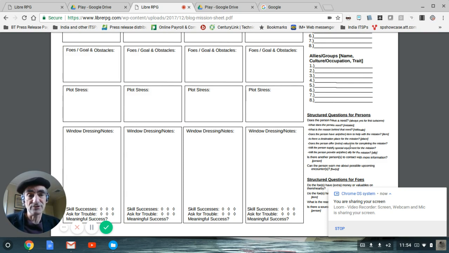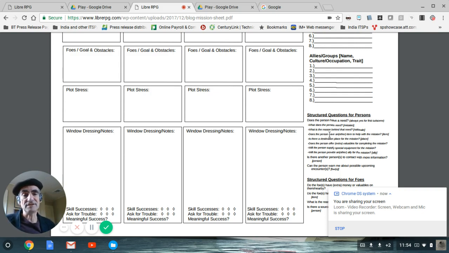You can ask in any order you'd like. You can set the probabilities at what you think is reasonable. But again, it's this: do they supply special equipment? Will they provide an ally, or will they be an ally for the mission? Will they provide extra valuables if you succeed? Is there a destination place that they already know about?